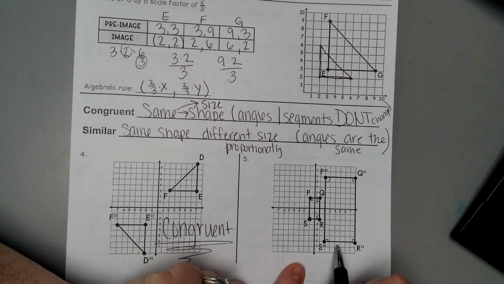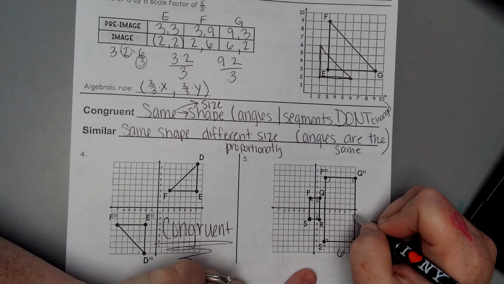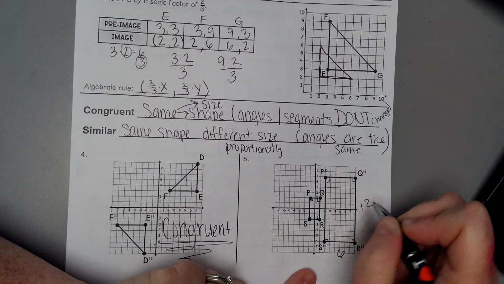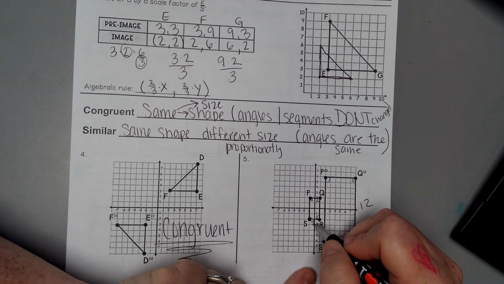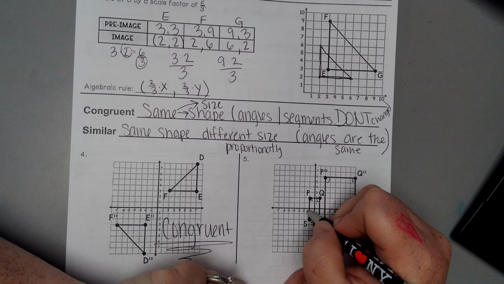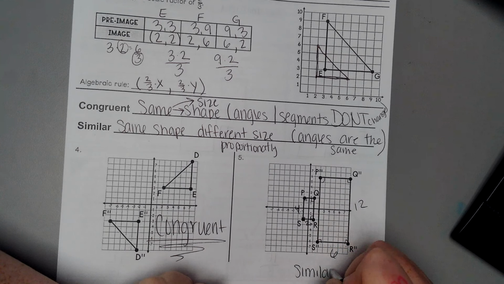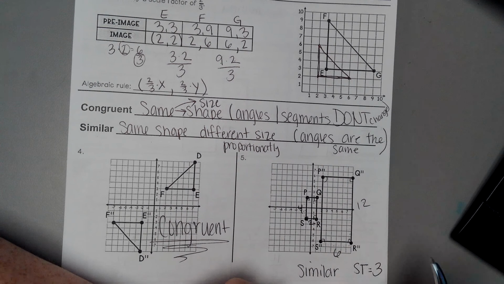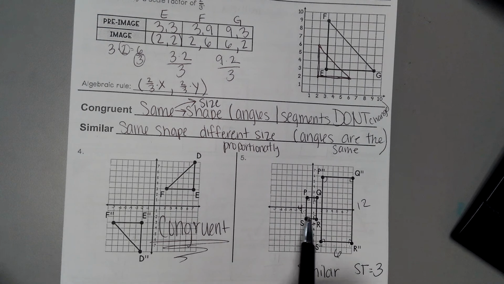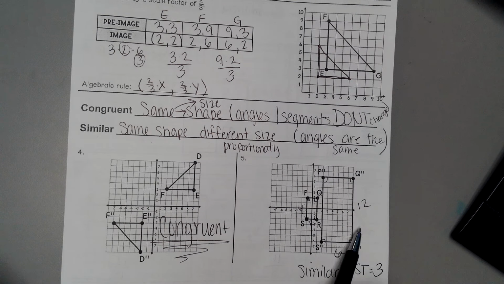So this was 1, 2, 3, 4, 5, 6. 1, 2, 3, 4, 5, 6, 7, 8, 9, 10, 11, 12. And now it's 2. So that was 3 times smaller. 1, 2, 3, 4. And that's 3 times smaller. So similar. And the scale factor would be 3 because this is our prime, or this is our original, this is our new. All of our original lengths are multiplied by 3, and they are now the same.